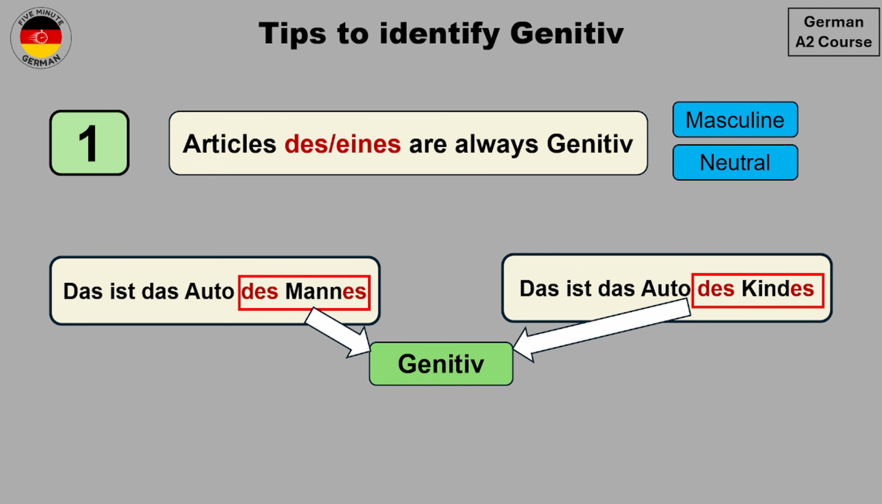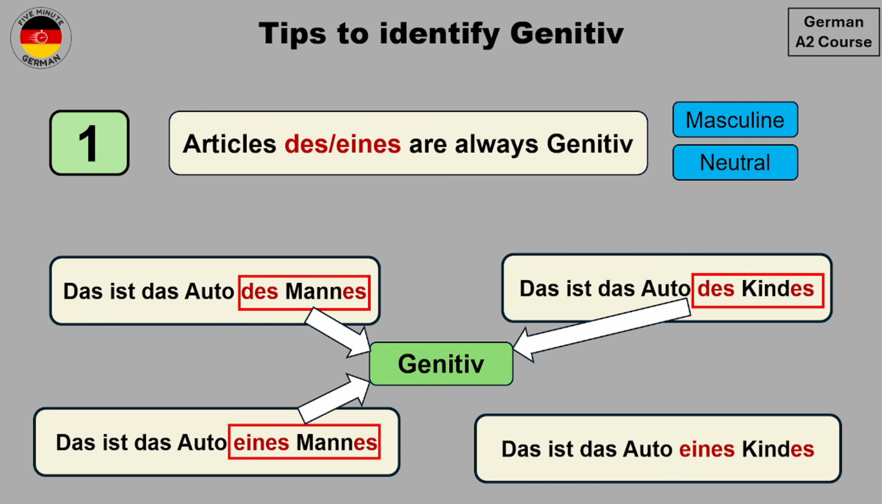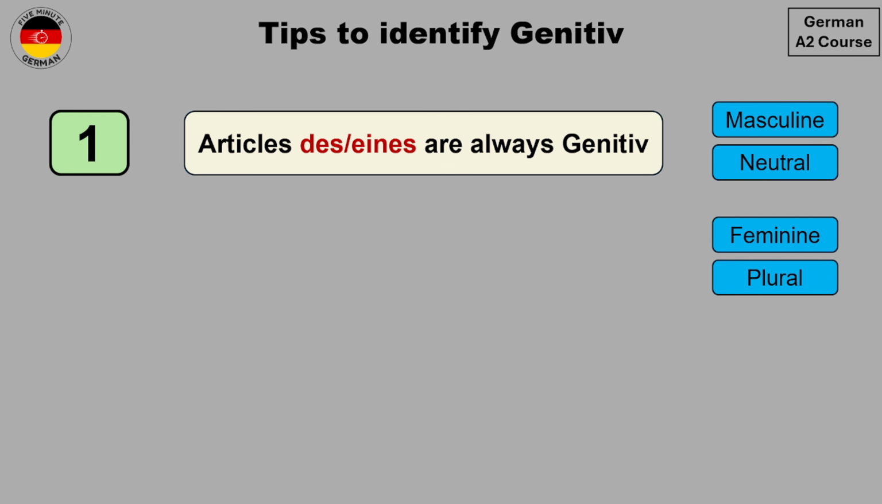An example with the unbestimmte article which we saw was Das ist das Auto eines Mannes. So over here, since we have used eines, with this you can identify that this is the genitive. And similarly, for neutral nouns, we again use eines, so Das ist das Auto eines Kindes. So this can help you to identify the genitive case. Whenever you see des or eines in a sentence, you can use it to identify the genitive case. But this is only used for masculine and neutral nouns. What about feminine and plural nouns?